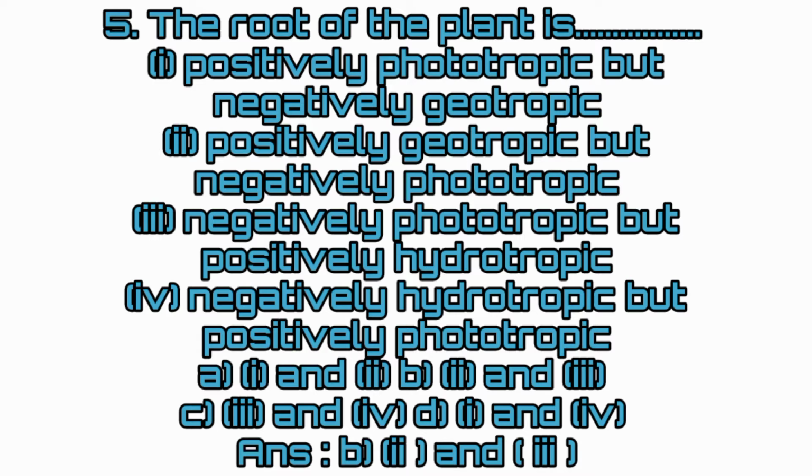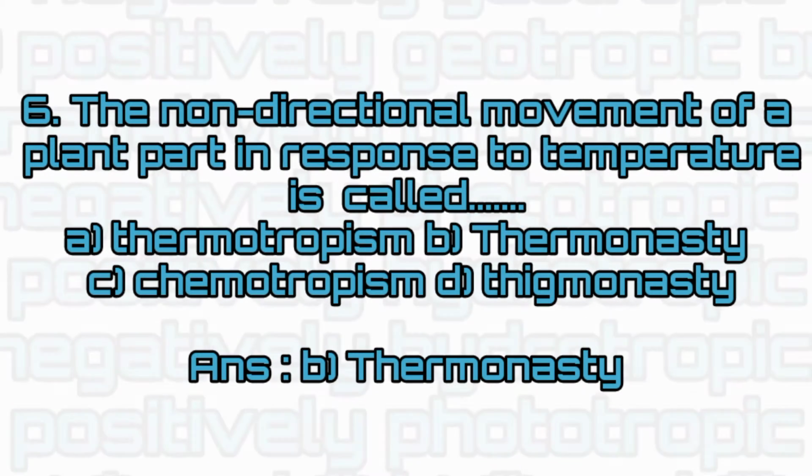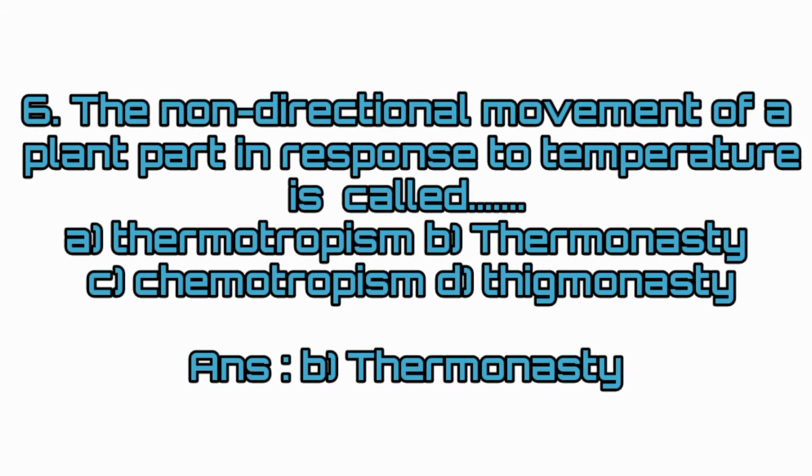The root of the plant is answer option B, 2 and 3: positively geotropic but negatively phototropic, and negatively phototropic but positively hydrotropic. Sixth one, the non-directional movement of a plant part in response to temperature is called thermonasty. Option B, thermonasty.